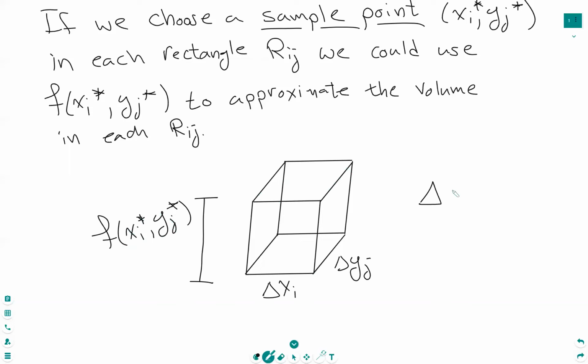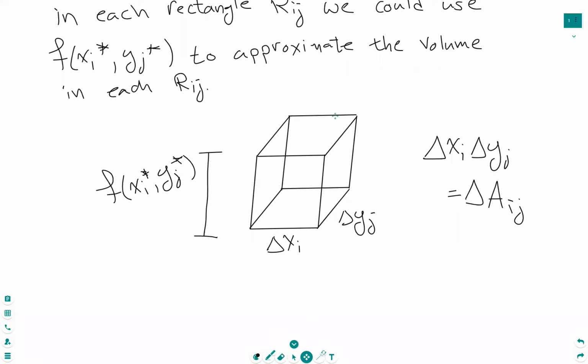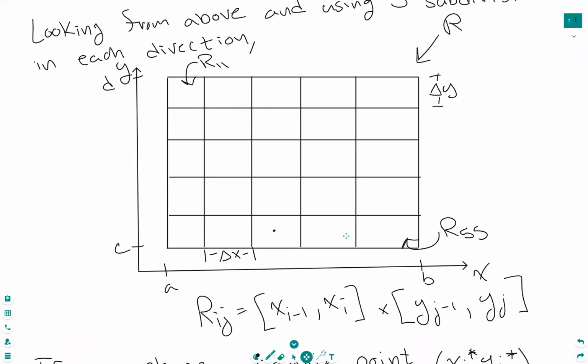And we can also say that this delta x_i and delta y_j will equal this delta A_ij. So we have some change in area here. It's like the base. And what we can do is, if all of these cubes are placed on our rectangular grid here in the xy plane with different heights based off of our sample points, if we add up all of these rectangles, or now these cubes, we can approximate the volume.